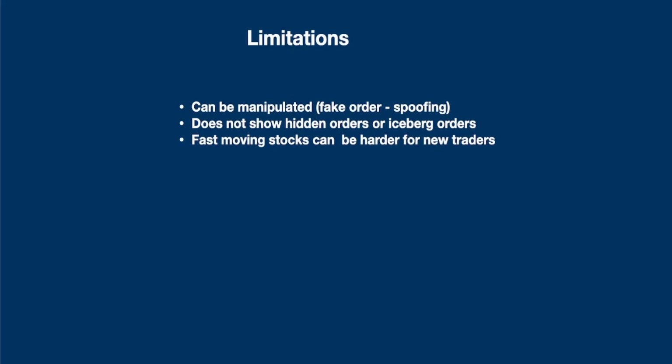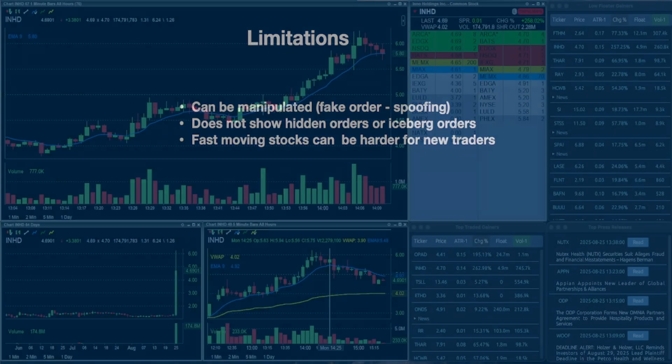Now, there are limitations. It can be manipulated with fake orders, also known as spoofing. Spoofing is illegal, but it does happen. It does not show hidden orders or iceberg orders. Fast moving stocks can be harder for new traders to interpret.